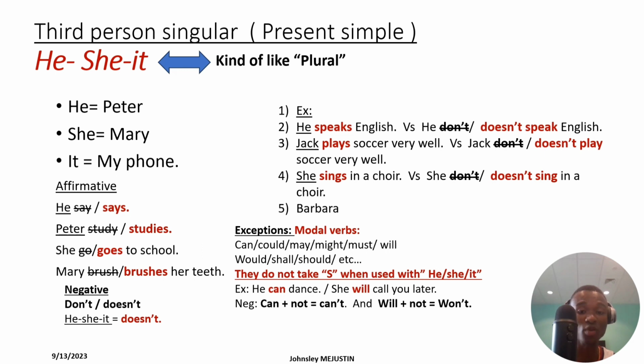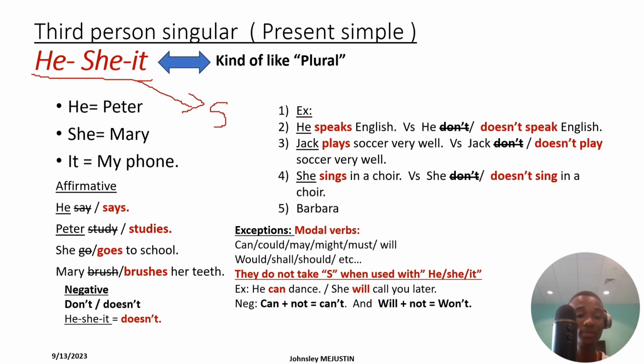Now, this is the last part of this video, the last part of this class. Third person singular, present simple. Whenever you see he, she, it, we call this third person singular. When we use he, she, it in present simple, the verb that follows should be kind of like plural. You need to add that final s.